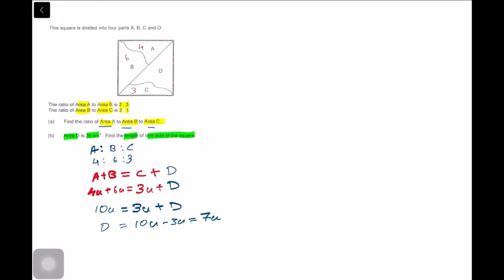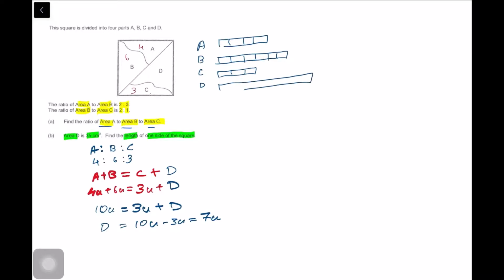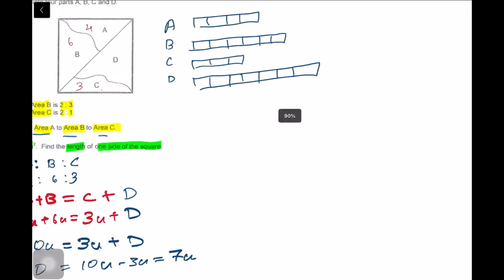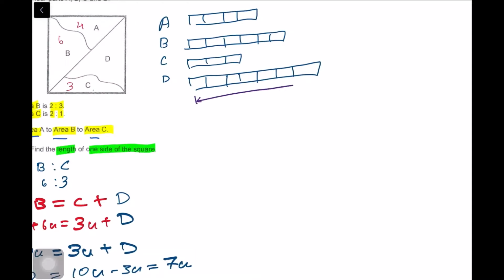Now if I represent this in a model, it would be somewhat like this. A has 4 units, B has 6 units, C has 3 units, and D has 7 units. The question states that the area of D, which is 7 units, is 35 square centimeters. So this length equates to 35 square centimeters.